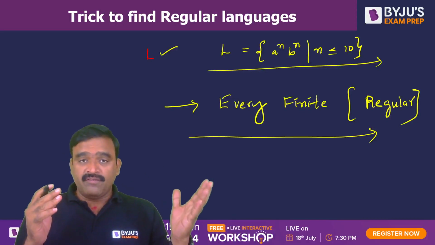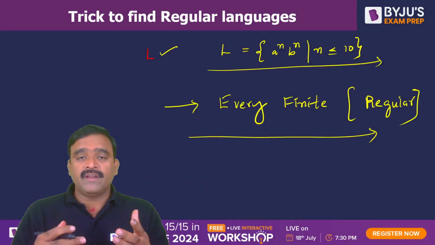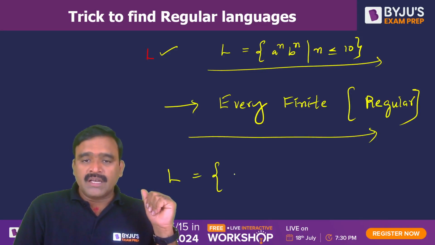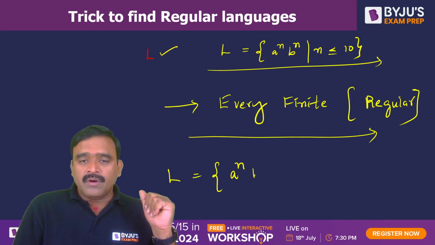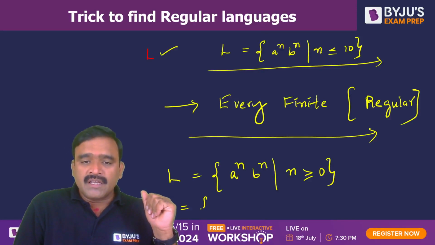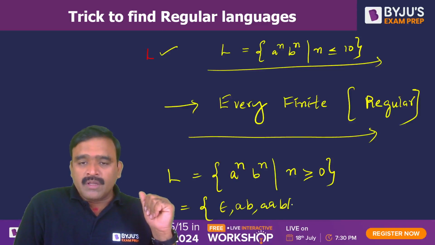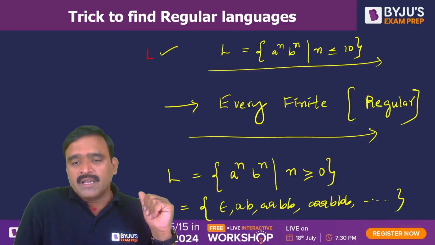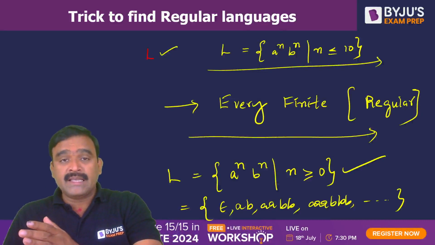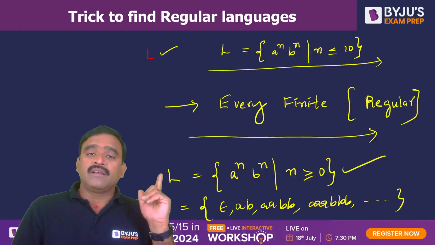But if a language is infinite, whether it is regular or not, how to identify? There is a small trick here. For example, if L equals a power n, b power n, such that n is greater than or equal to 0, how many strings are present here? Infinite strings. We can have epsilon, AB, AABB, and so on, triple A followed by triple B. A is followed by the same number of B's. That means dependency is there. In an infinite language, if dependency is there, then it is not a regular language.